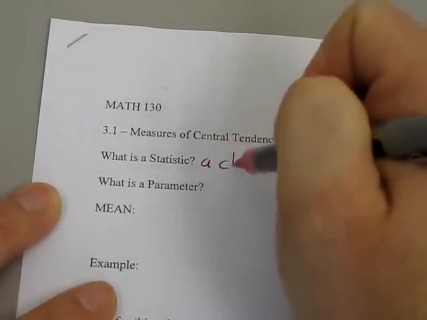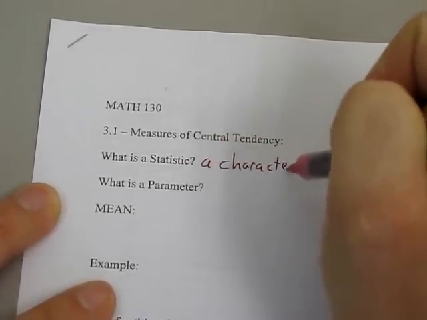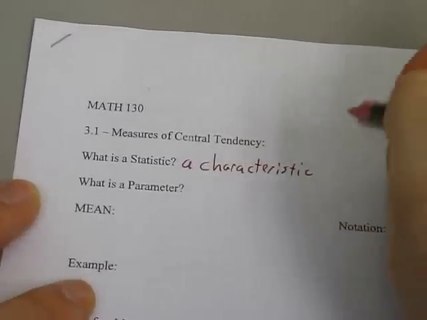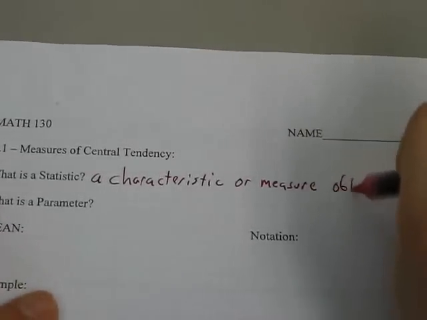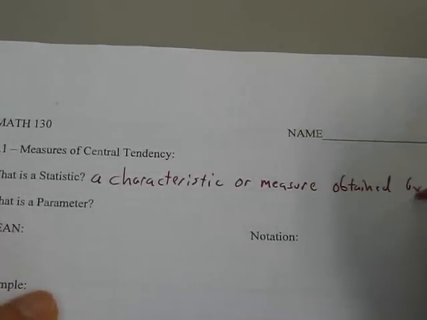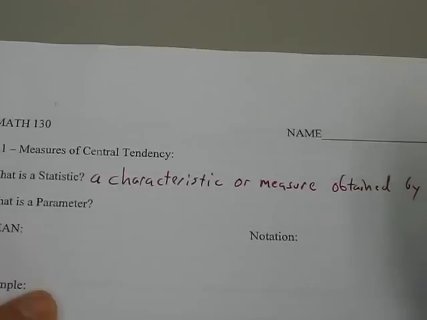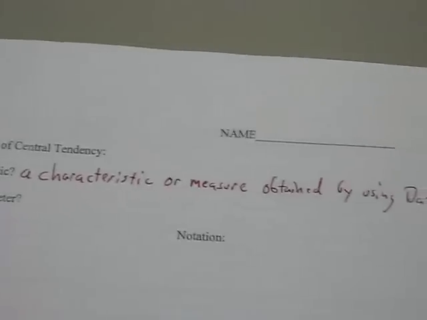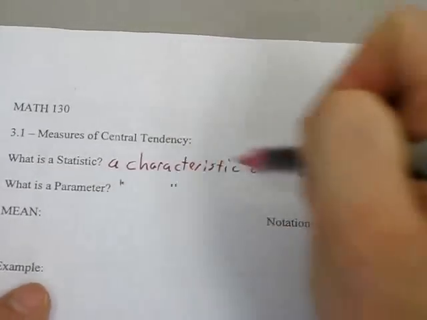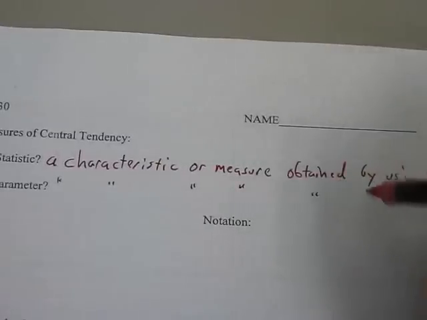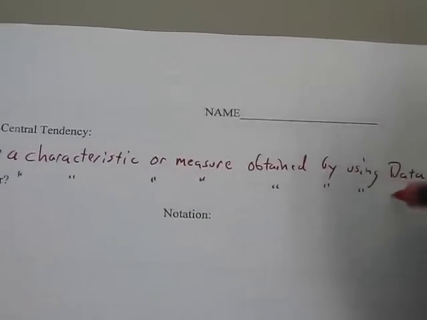Now, a statistic is a characteristic or measure obtained by using data. A characteristic or measure obtained by using the data. That would be a statistic. Now, a parameter would be a characteristic or measure obtained by using all of the data.